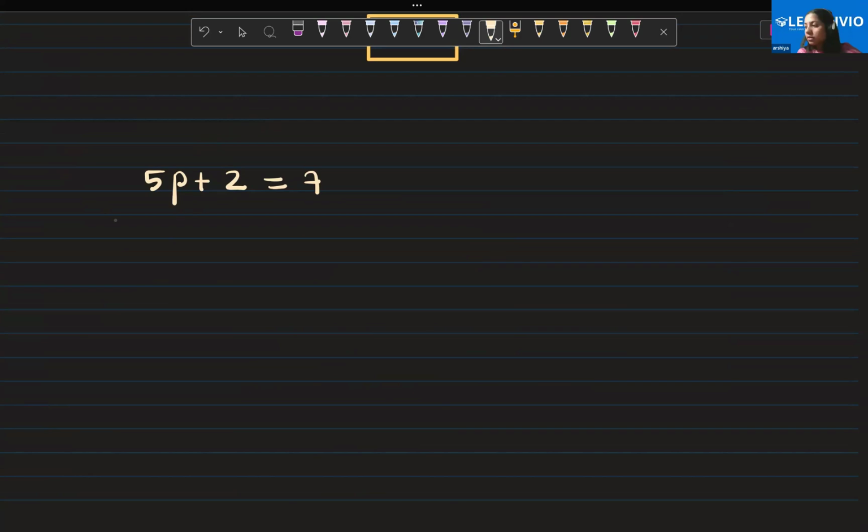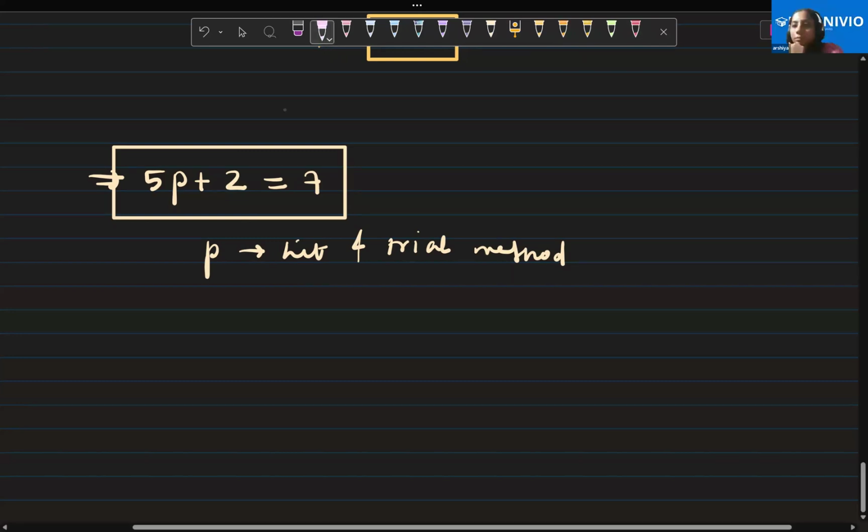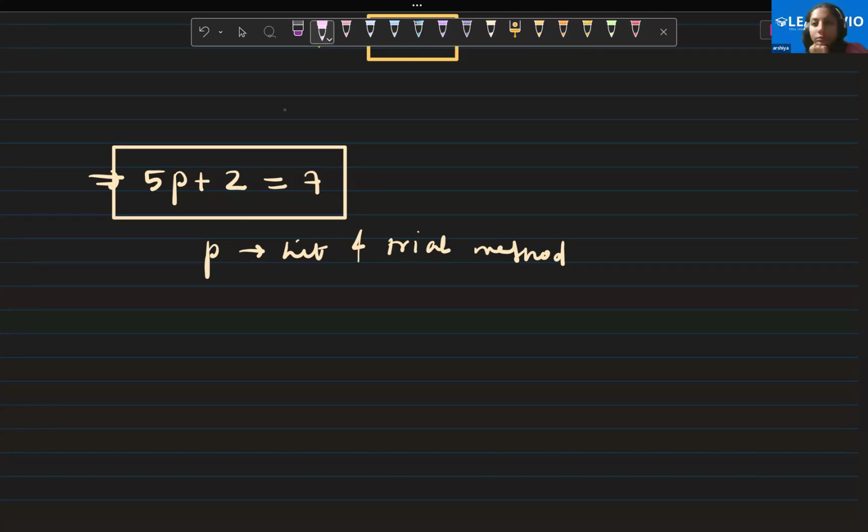Value of p by the hit and trial method. Can anyone tell what is the hit and trial method just by the name? I'm not asking for the exact method. What do you guys think it will be? We have to keep on trying until we get the answer. Very good. Exactly. But in this case, what we should try again and again is the value of p.